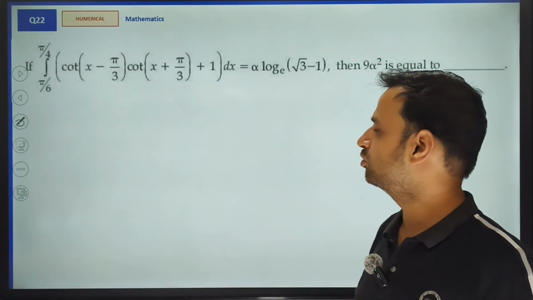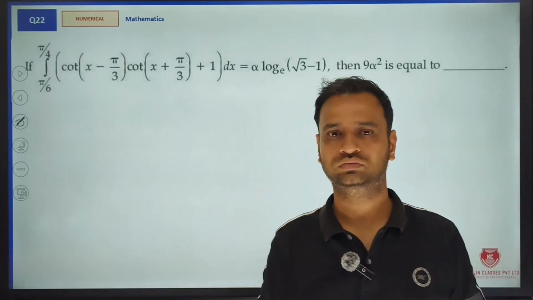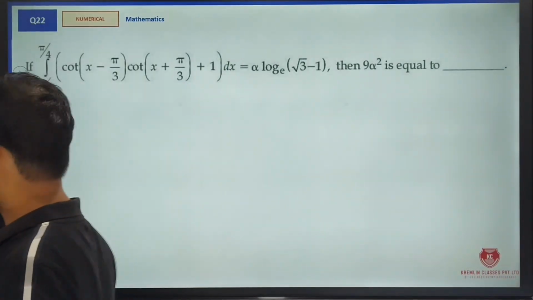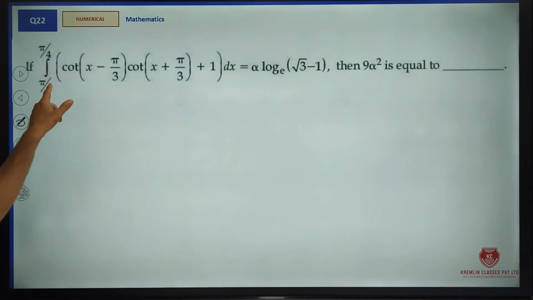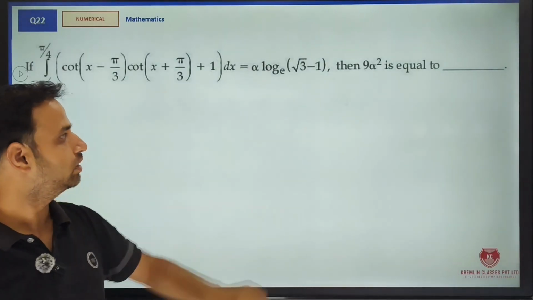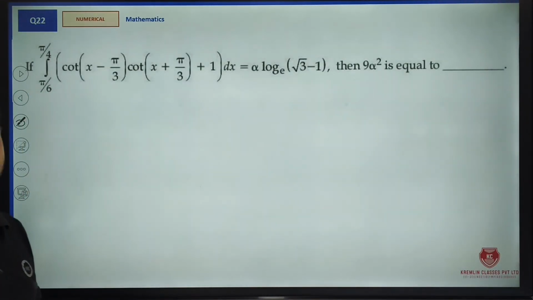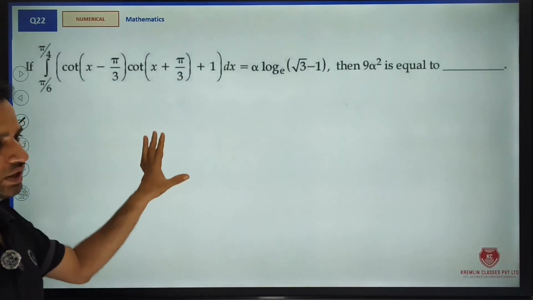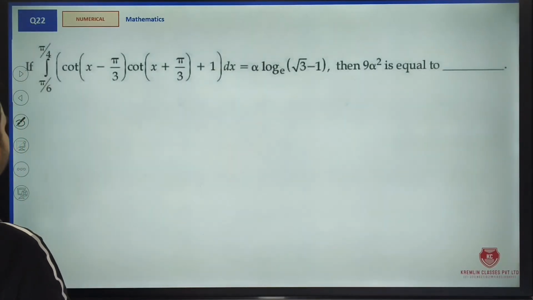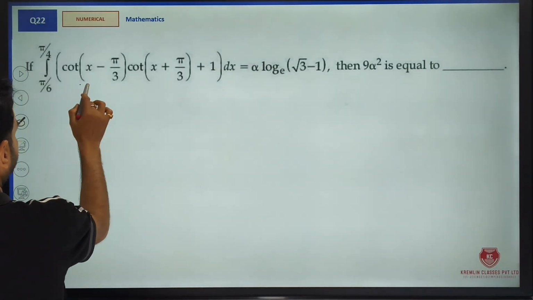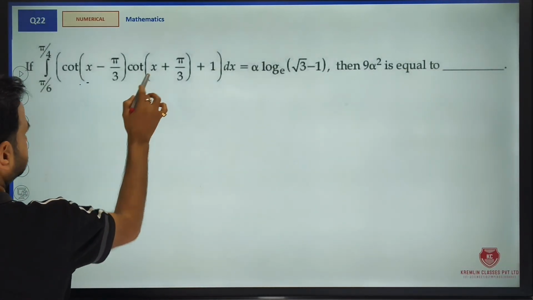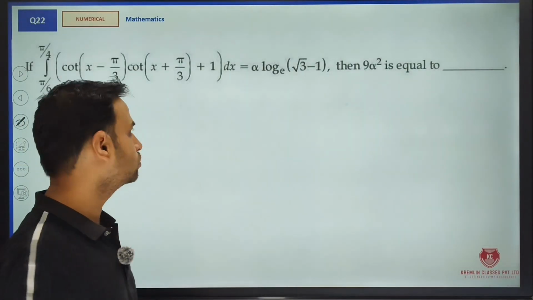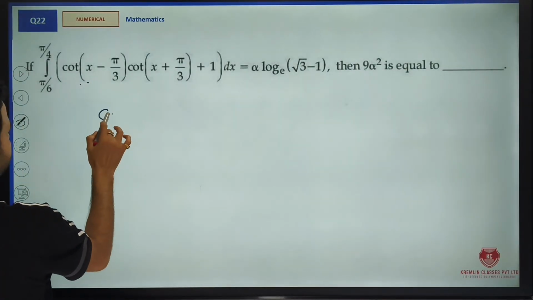Now we are moving to question number 22. If this is given alpha, again this is a question of integration, a basic integration but lengthy one. Okay, so we have to check it. Let this be A, this be B. Cot A, cot B plus 1. So we are given the formula. We should know the formula.